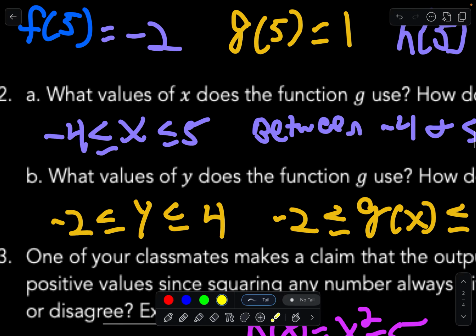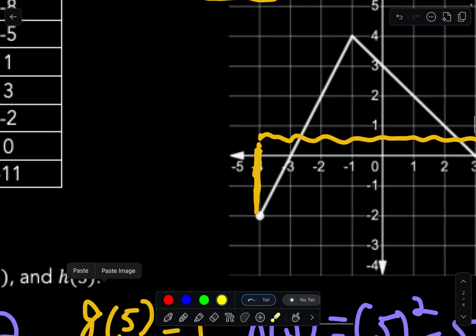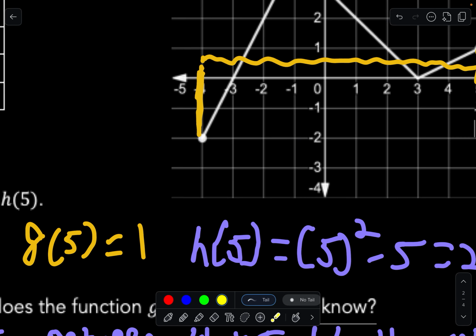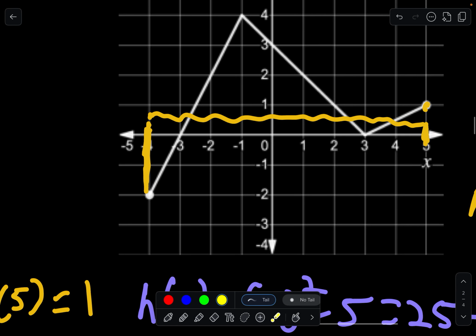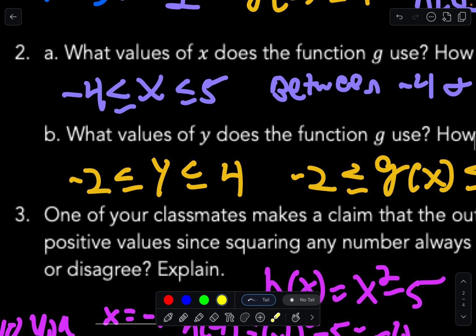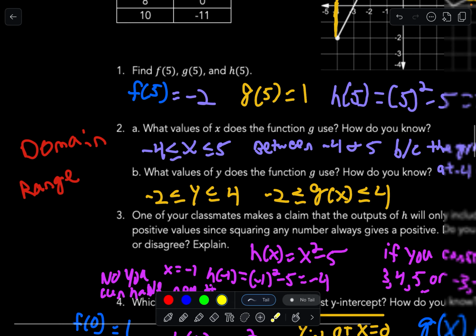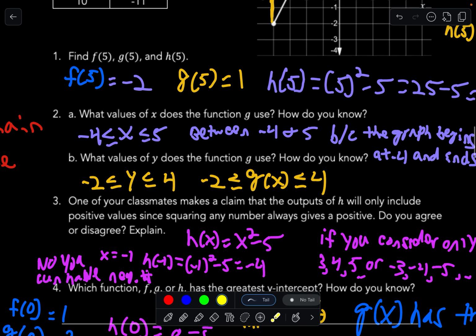All right, what values of y does the function g use? How do you know? Well, very similarly, we look along the y-axis, and we see the graph begins here at -2, and the highest point on the graph is up here at 4. So the range is between -2 and 4. Notice we used y, because y is the output. We don't use x, but we could also use g of x too.